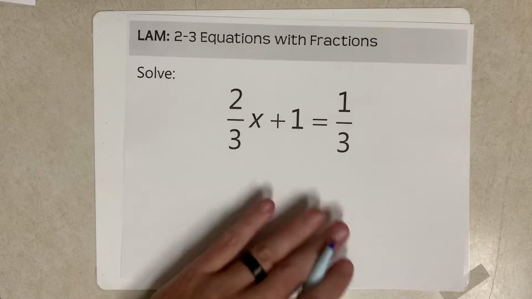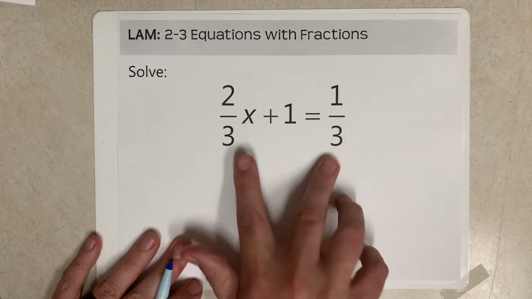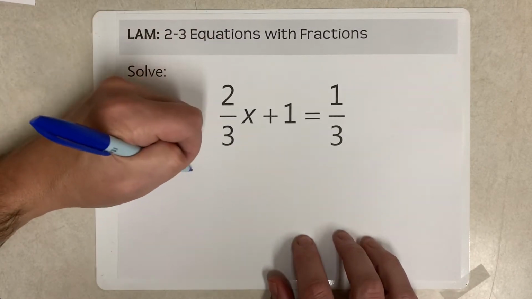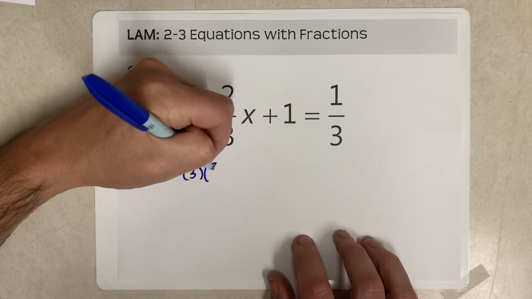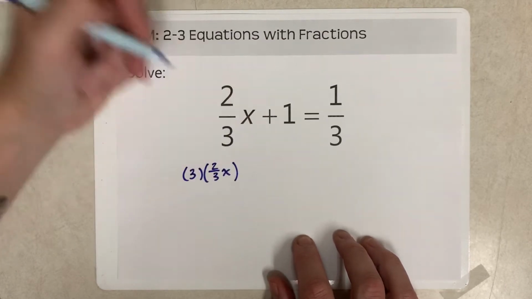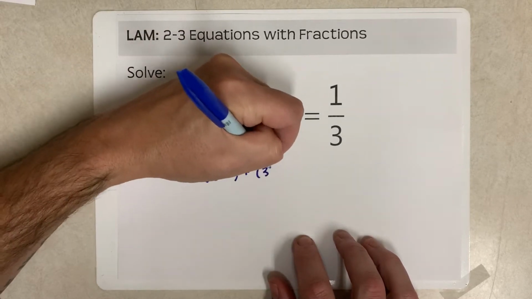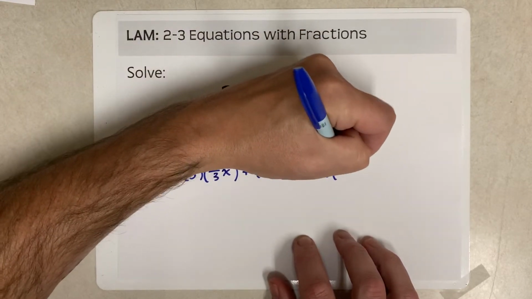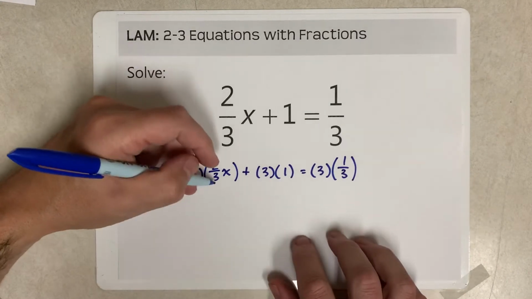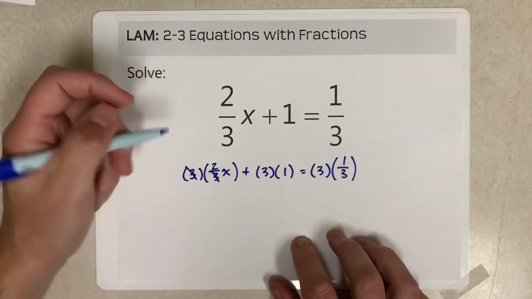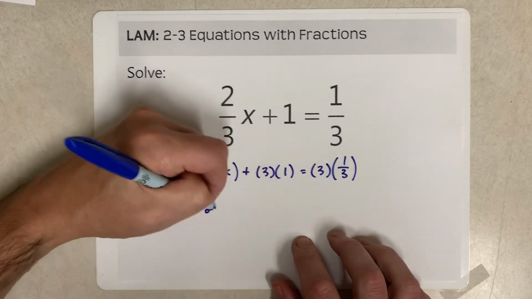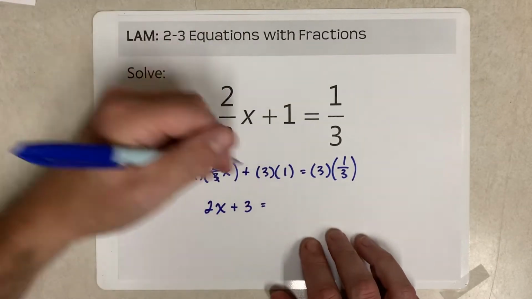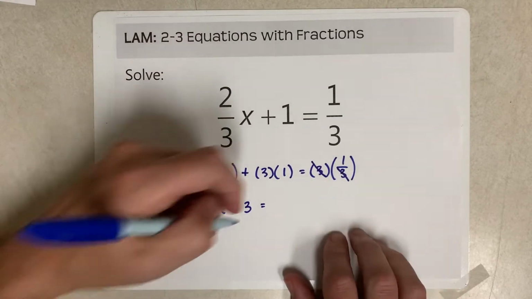This one has 2 fractions in it, but they both have a denominator of 3. So I'm, again, going to multiply everything by that common denominator of 3. So I'm going to multiply 3 times 2/3 x, and it's okay if you put in parentheses, plus 3 times 1 equals 3 times 1/3. So 3 times 2/3, these two 3's are going to cancel out, and it leaves me 2x for that term. Plus 3 times 1 is 3 equals, these two 3's cancel out, and it just leaves 1.